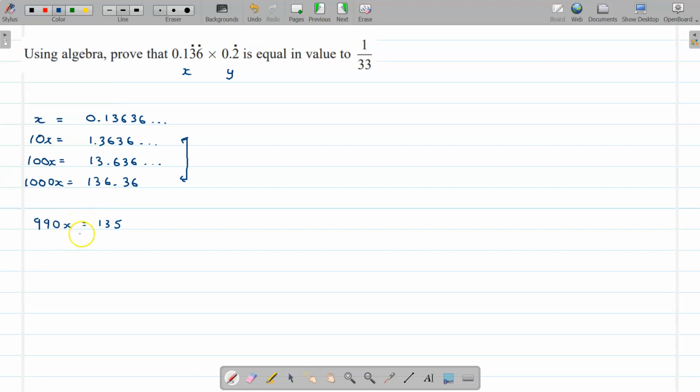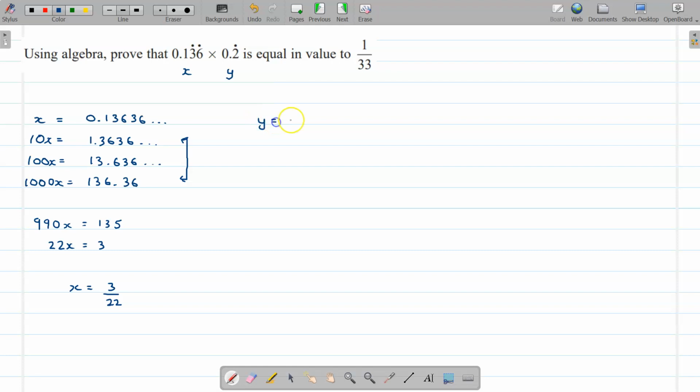Now, you might not notice straight away, but both of those divide by 45 to give me 22x equals 3. Okay, so therefore x must be the fraction 3 over 22. Okay, exactly. Now for y, it's a lot easier.